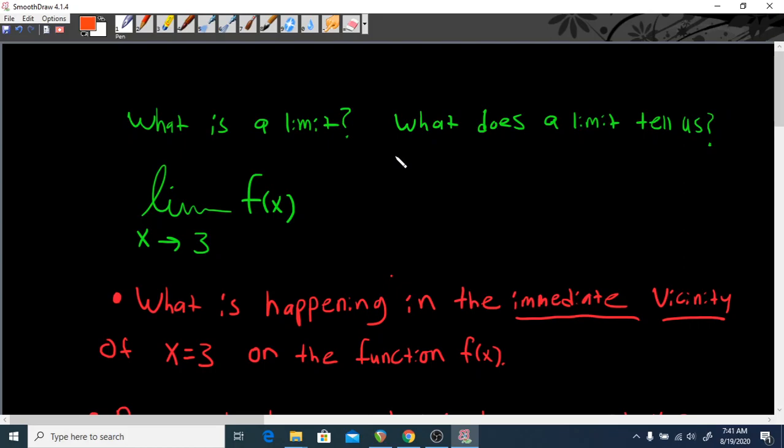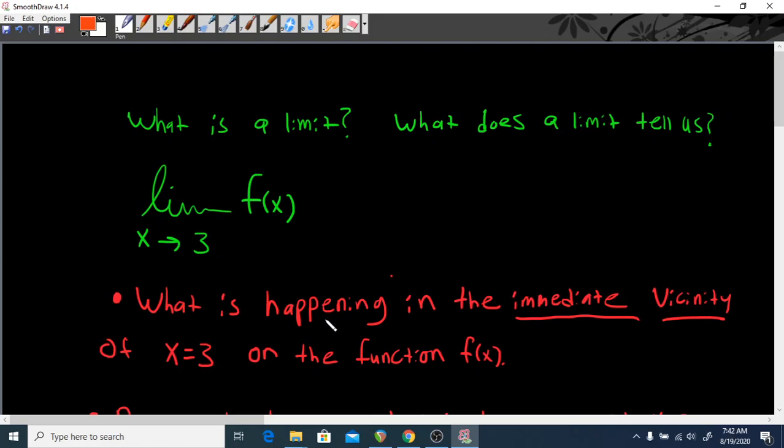So here I have this expression written down, limit as x approaches 3 of f of x. And there's nothing special about x equal 3. I just kind of chose 3. And this cursive lim, what this means is, it means don't tell me what's happening at 3. It's saying what is happening in the immediate vicinity. And I have immediate vicinity underlined here. What is happening in the immediate vicinity of x equal 3?